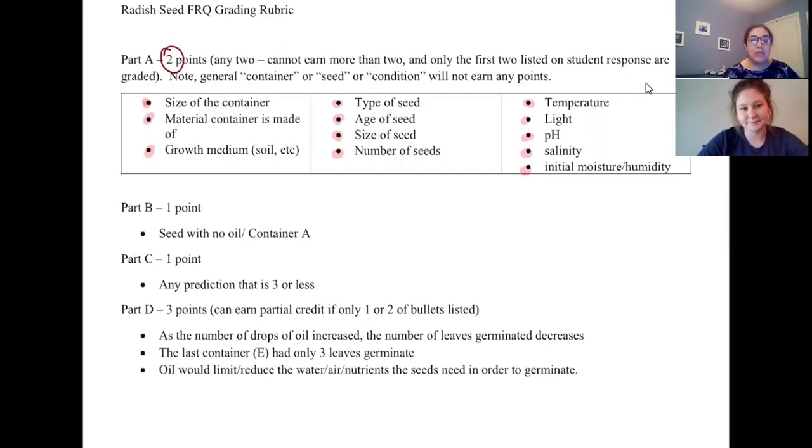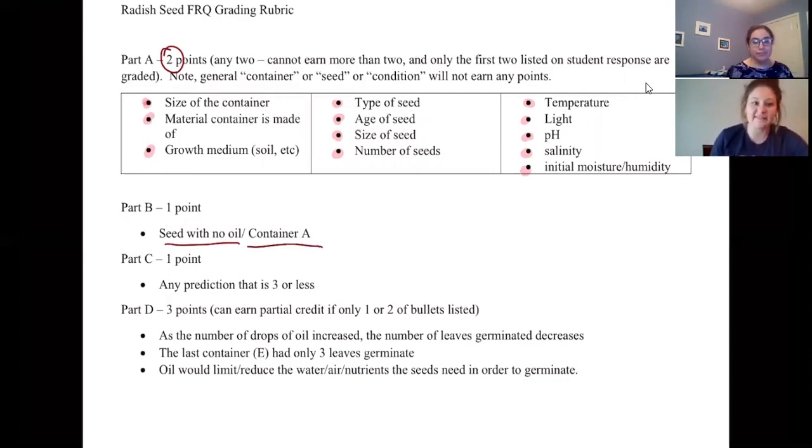Okay, so in part B, it was asking you to identify which container was the control. Now remember, your control is your baseline. It is what you're going to compare everything else to. So ask yourself, what do seeds normally grow in or normally grow with? And the answer would be water, or in other words, containers with no oil added whatsoever. There shouldn't be oil in the soil. Even though that rhymes, there shouldn't be oil there. So your average normal condition is the seed that does not contain any drops of oil, or you could have simply identified it as container A.